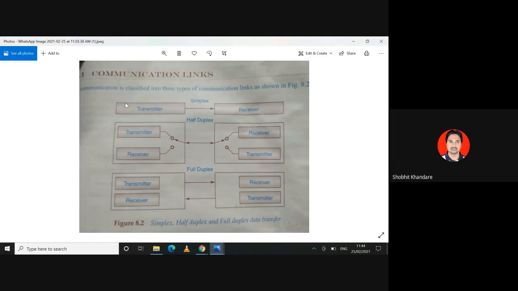So I hope you have drawn this. And simplex, half duplex, and full duplex. You can explain in your own words.